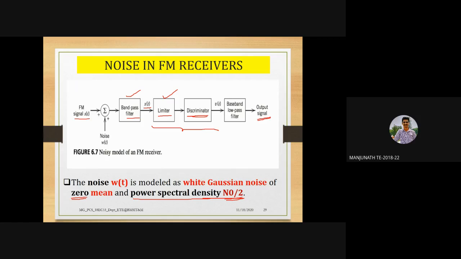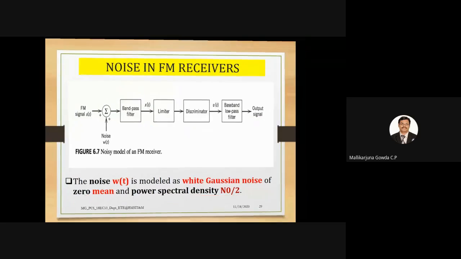Sir, is it a tuning circuit? Yeah, very good. So it will have a tuned network, right? Yes, sir. Then followed by an envelope detector. Okay, good, fine.